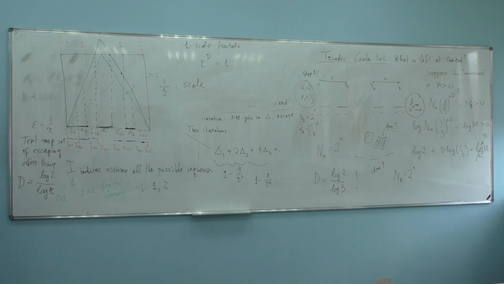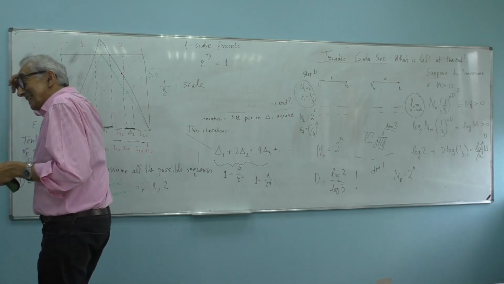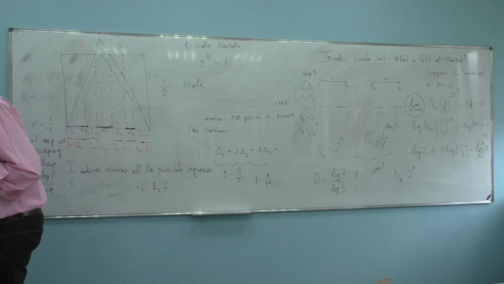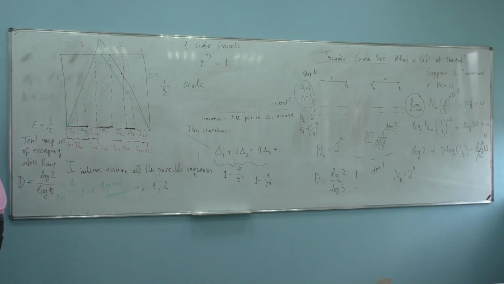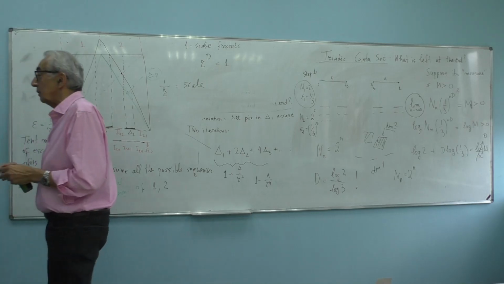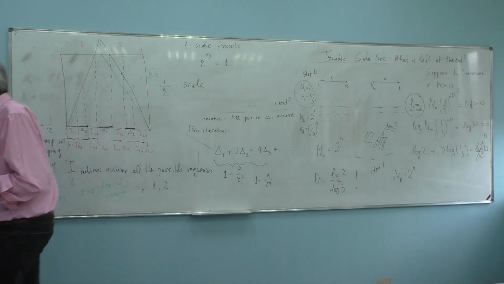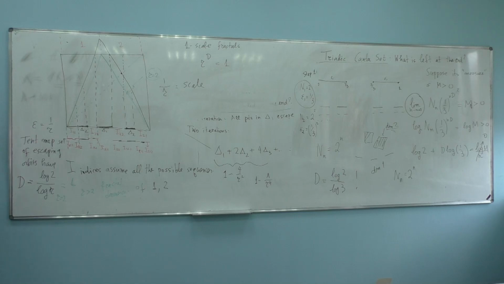Now the equation for the dimension, which I'm trying to remember the proof of, it doesn't come to me now. The equation for the dimension is: you have to take every one of the scales, Ri, raise it to the power D, add them up, and find this to be equal to 1. So you have an unknown in the power. How do you solve this equation for D?